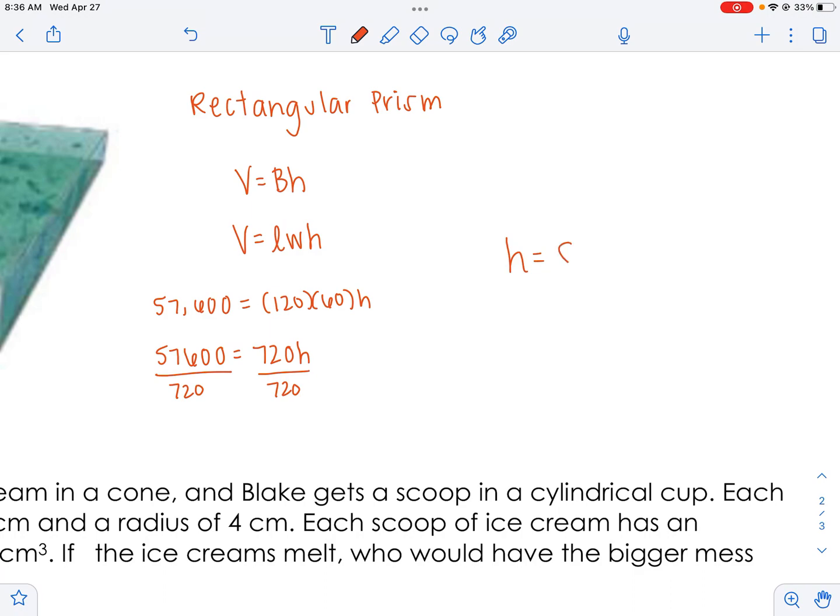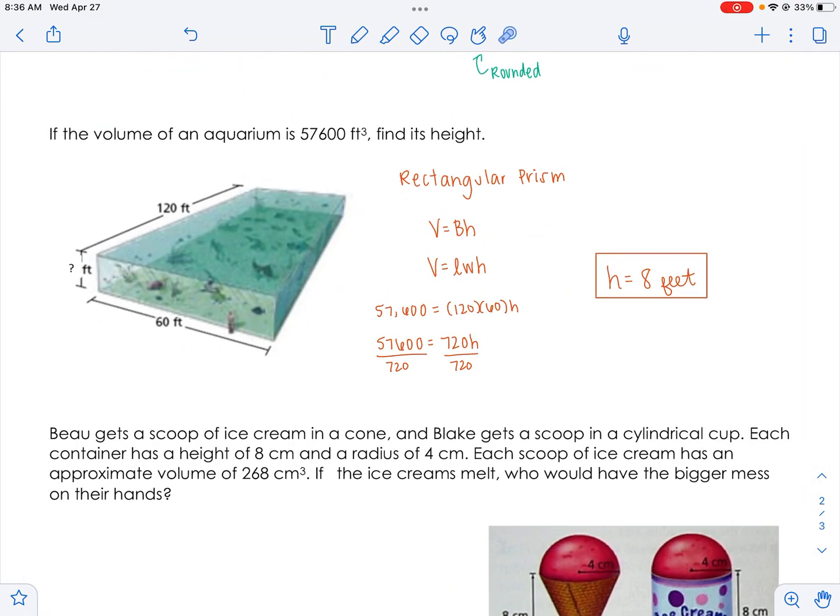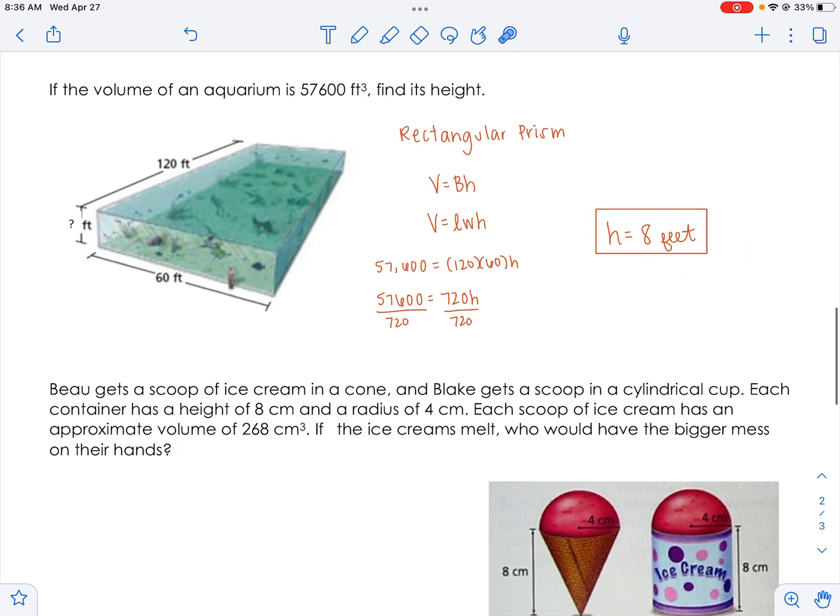So if you do that correctly, you should get that the height is 8 feet. Making this a kind of weird aquarium if you think about it. Like the depth and the width, it's 120 feet long and 60 feet wide, but the depth is only 8 feet. So kind of a weird aquarium, not the best aquarium, but that's okay. We were able to take our volume and then work backwards to figure out that this is kind of a weird aquarium, but that's fine.